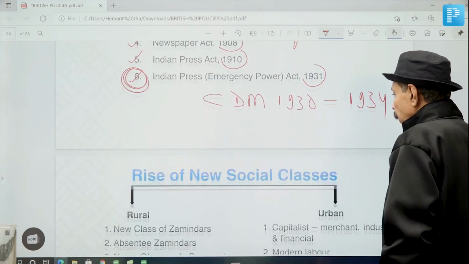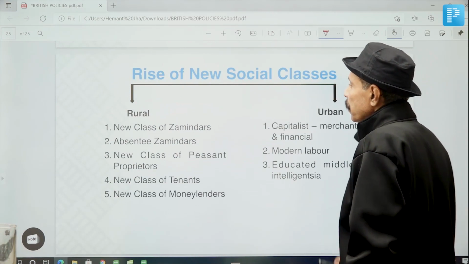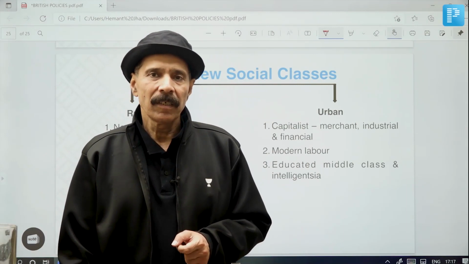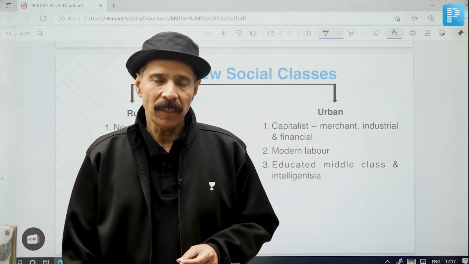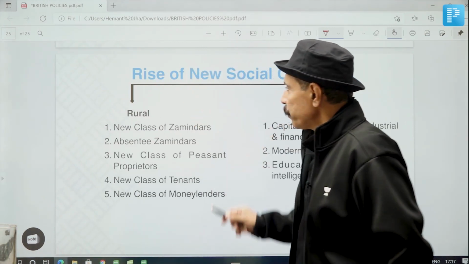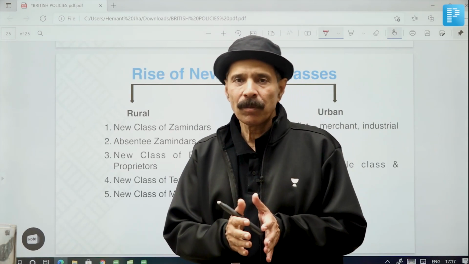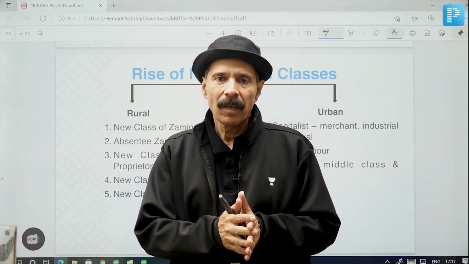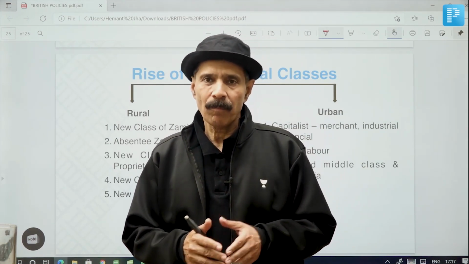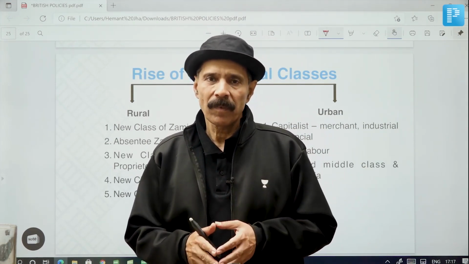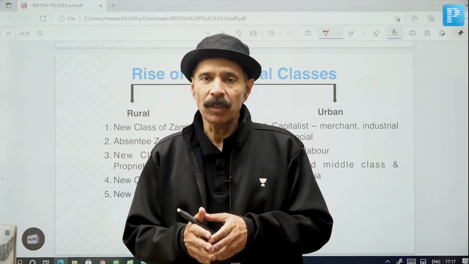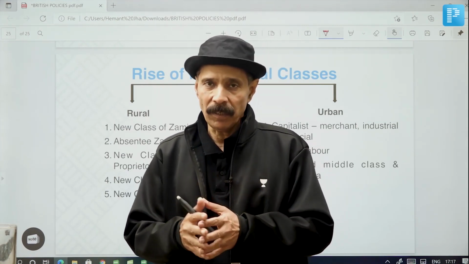And that aspect is in fact the result of many British policies. Since this aspect appears to be important for the preliminary examination, I have presented it here. This is the rise of new social classes. British rule, characterized by British policies, political, economic, social, created favorable conditions for the rise of new social classes, both in rural areas and urban areas.